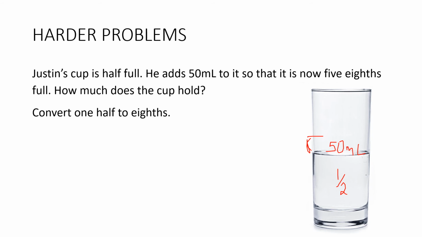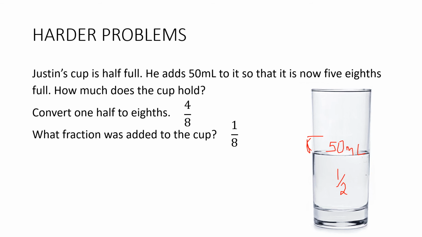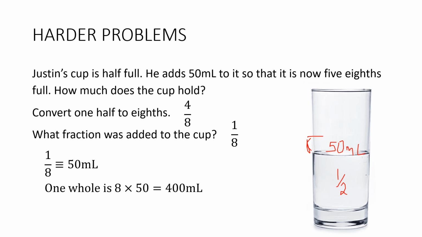So let's start by converting 1/2 to eighths. That is 4/8. How much bigger is 5/8 than 4/8? It's 1/8, isn't it? Now we're going to write this. 1/8 then is equivalent to 50 mils. That's what this equal sign means. 1/8 is equivalent to 50 mils. So what's the whole? The whole cup must be 8 times 50, which is 400 mils.